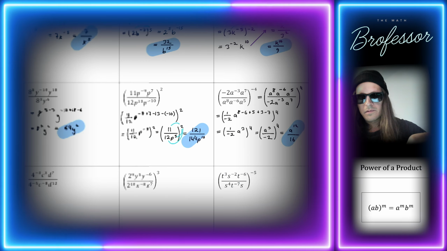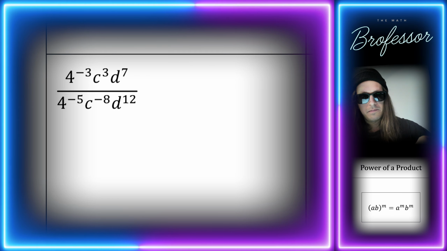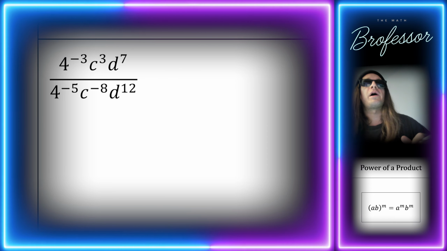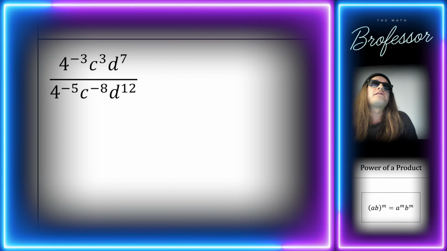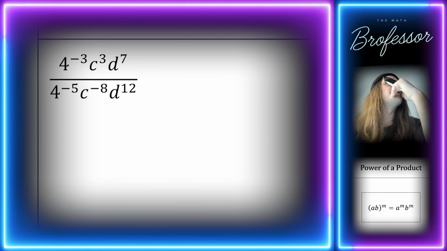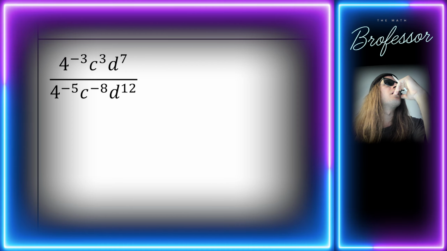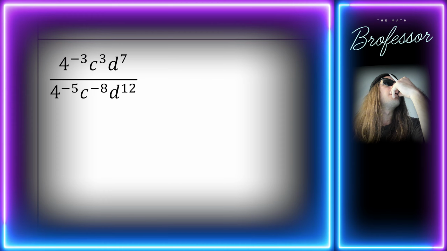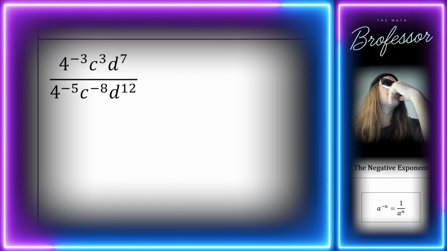All right, here we go. Now we have a mixture of variables. We don't have one variable, we have C's and D's, and we have 4. It's almost like you have 3 variables, but yeah, one of them's a number. First thing I would do here is hit this with quotient of powers. Is that what I want to do? No. The first thing I would do is negative exponents.